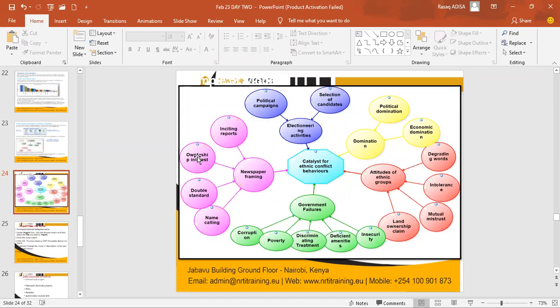So ownership interest also matters. Double standard: when you tag one group as terrorist, you tag another group as freedom fighter. So media contribute to conflict through this. Name calling. What happened in Rwanda? One of the ways media contributed is through name calling, by identifying some people as cockroaches: wherever you see a cockroach, kill it. This language. So government failure, corruption, poverty, and others.